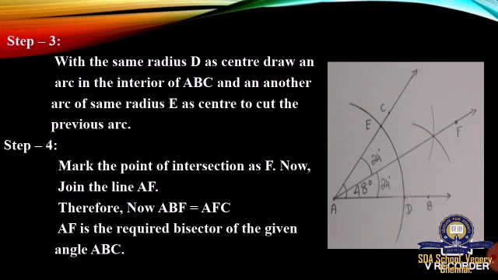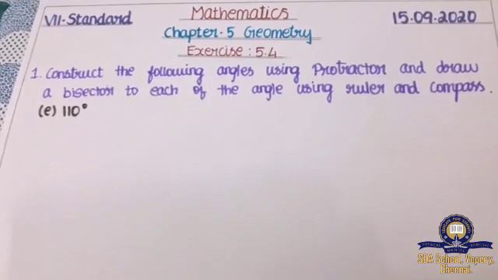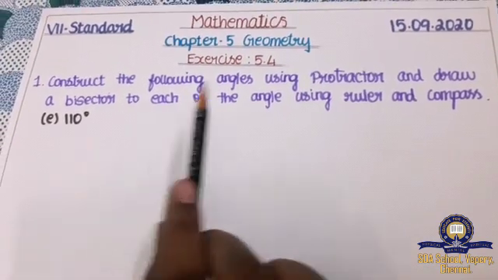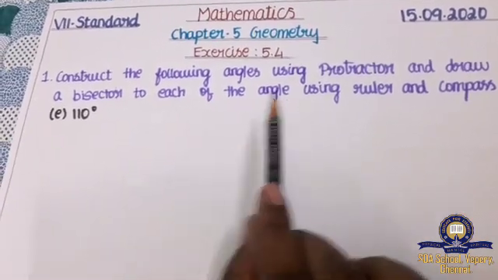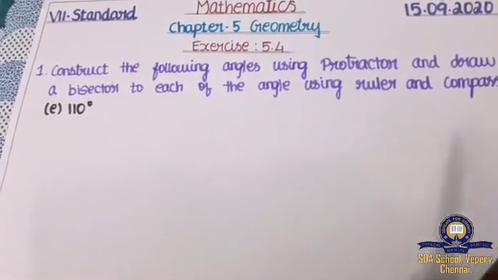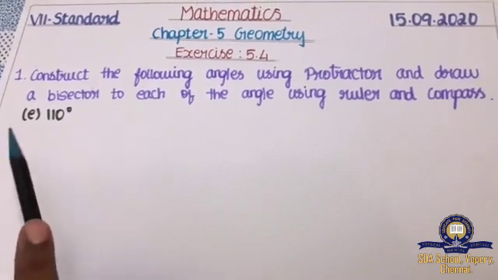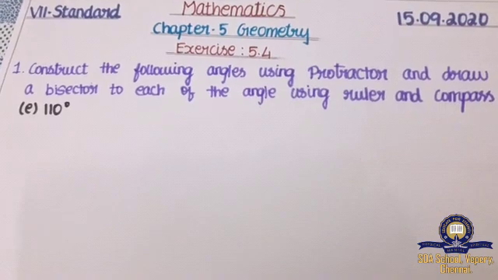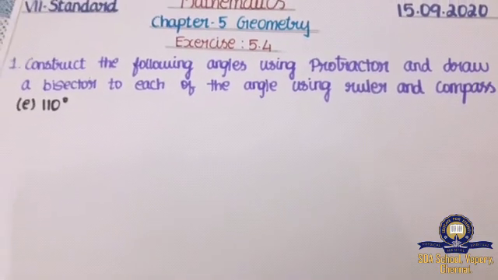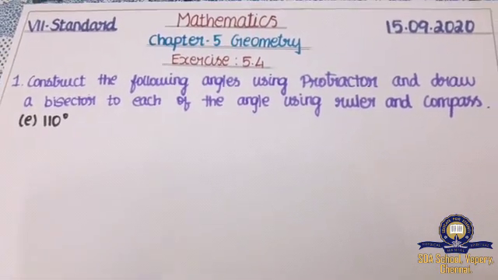Now we understand? Now we move on to our next problem. Construct the following angles using protractor and draw a bisector to each of the angle using ruler and compass. So what is the angle given here? Here the angle given is 110 degree. So what is our first step? Our first step is to draw the rough diagram.